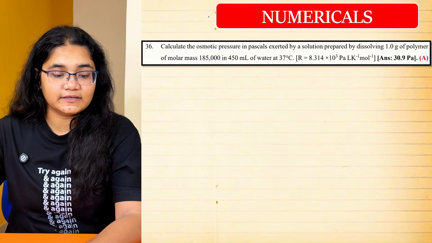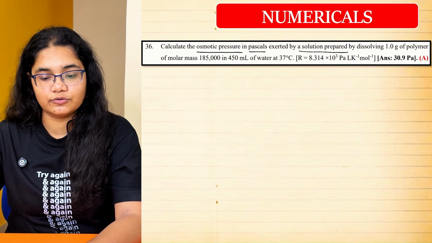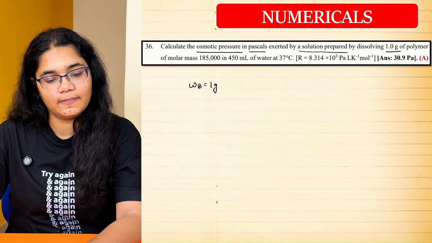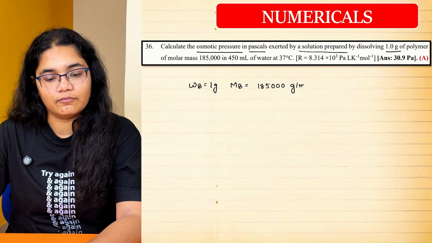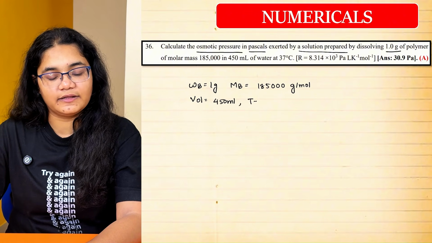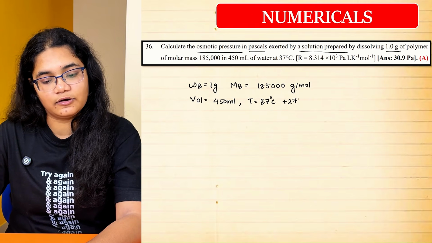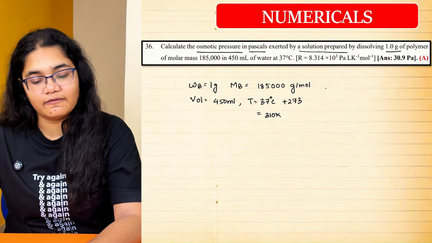Okay, next 36: calculate the osmotic pressure in Pascal exerted by a solution prepared by dissolving 1 gram of polymer. What is Wb here? 1 gram. Molar mass is also given to me, that is 185,000 gram per mole. And what is the volume given to me? 450 ml. And the temperature is 37 degrees Celsius. So to convert it into Kelvin, add 273, that is equal to 310 Kelvin. Now what is the R value?